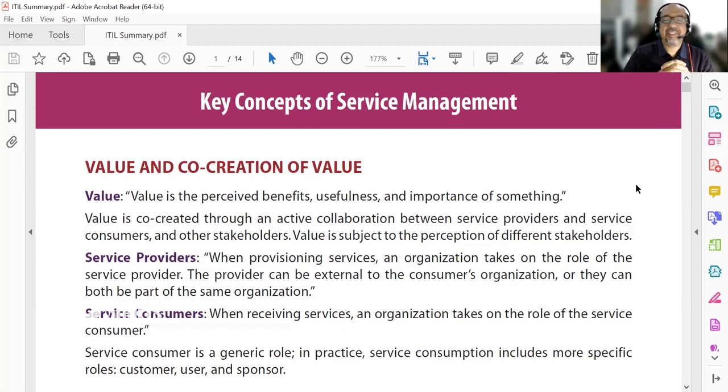It's proven and it is a global standard that is also, you can customize ITIL according to your needs. So it's flexible and dynamic.